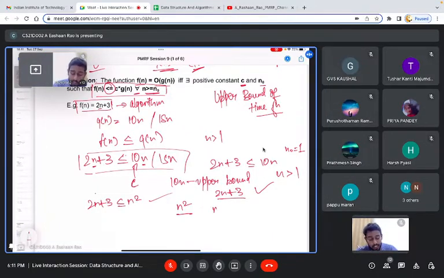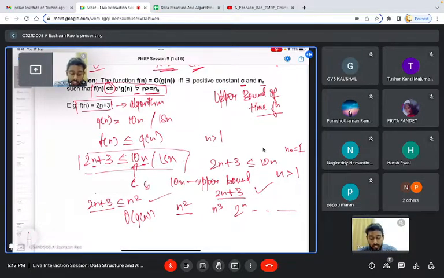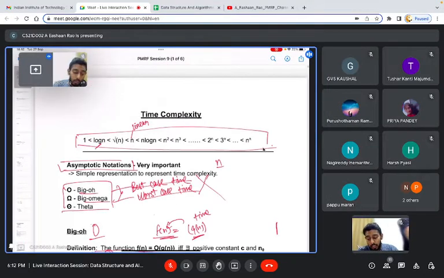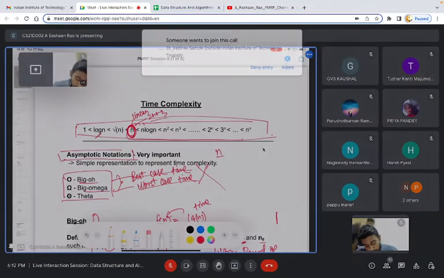Just like that, n cube, 2 raised to n, and so on, any function which is greater than 2n plus 3 we can satisfy as saying that it's a big O of g of n. So here g of n can be 10n, it can be 5n, it can be n square, n cube and so on. Why are we usually thinking about that? Because right now our function lies somewhere on this side, that is 2n plus 3. So whatever is bigger than this, we'll change the color.